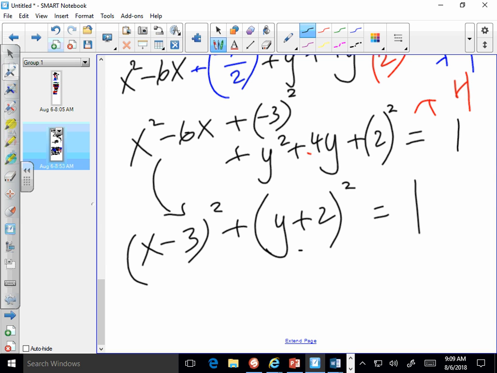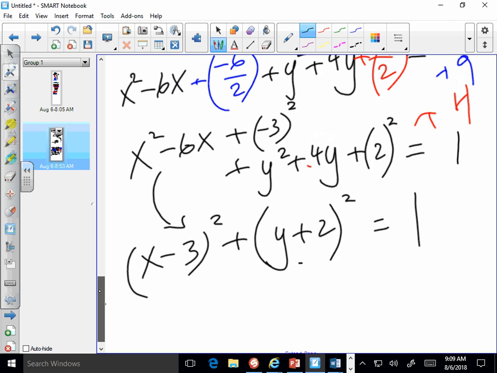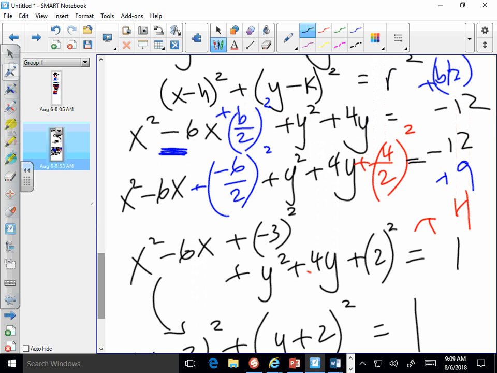Remember that magic amount that you told me was b over 2, right? Well, what's my b value here? I have to do it twice. I have to do the blue one. I have to do the red one. Once for the x's, once for the y's. Any questions about that?